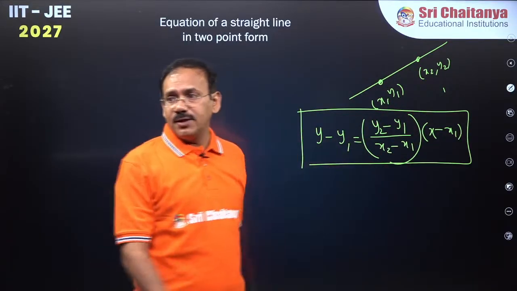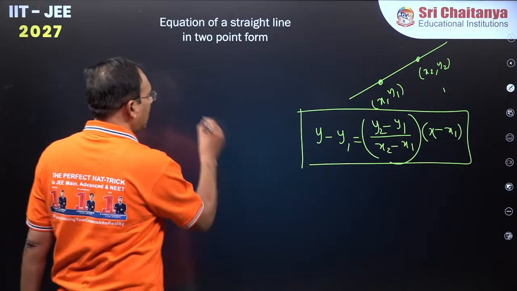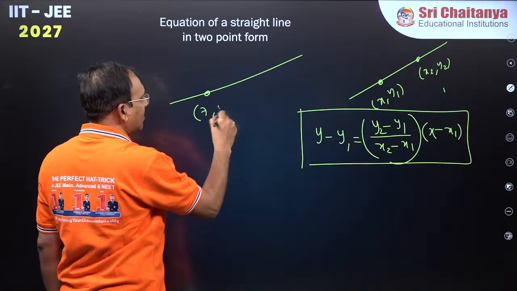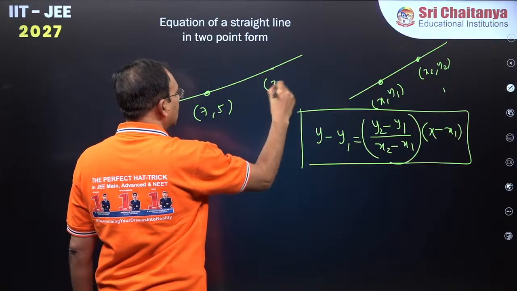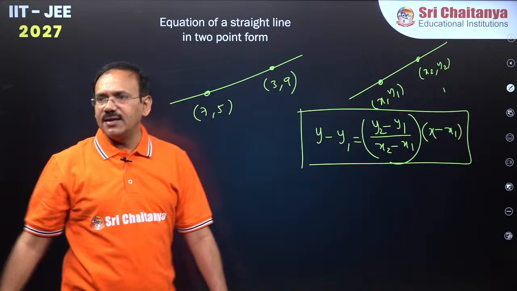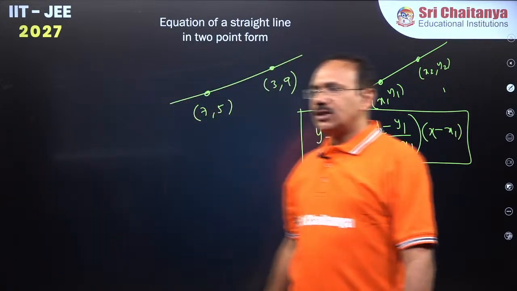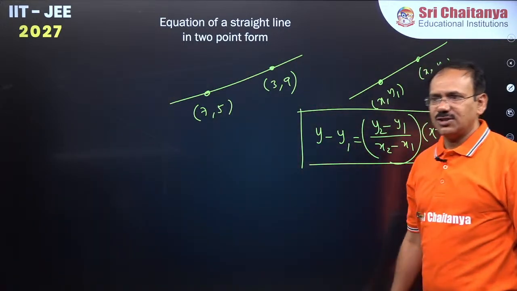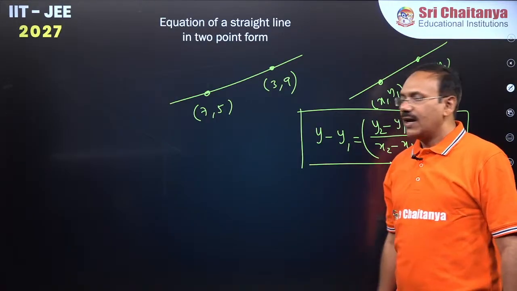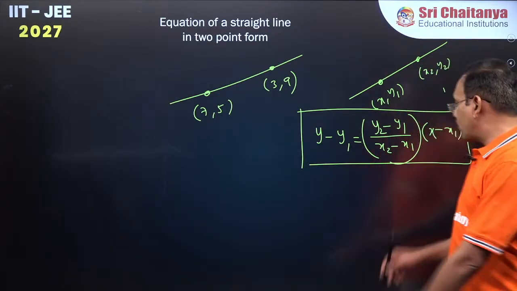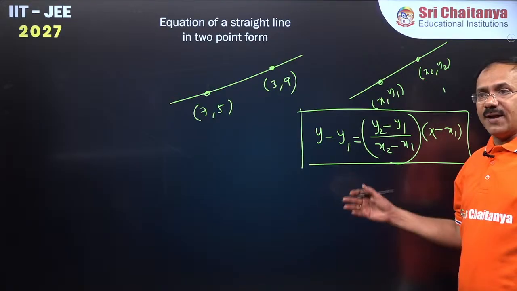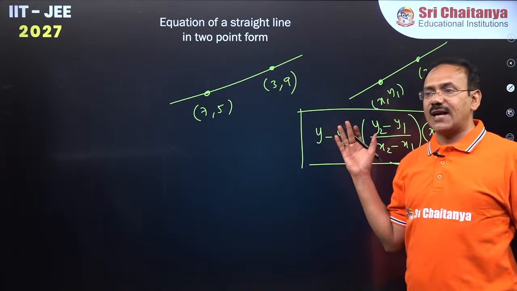For example, suppose you are given 2 points on the line, say 7, 5 and 3, 9. Try to find the equation of the line, guys, passing through these 2 points. If you want to apply this formula, apply, but I go with the shortcut, dear guys.